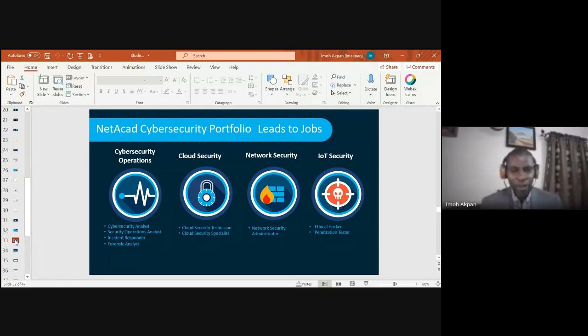So for the cyber, on the cybersecurity operations, the key job roles are cybersecurity analyst, cybersecurity operation analyst, incident responder, forensic analyst. Those are the roles when they take what is called CyberOps, which focuses on cybersecurity operations. Then when it comes to cloud security, you have roles like cloud security technicians and specialists. Network security is more of the network security administrator. And IoT security is for hackers, ethical hackers, and testers. So those are in terms of the portfolio that we've put in place for cybersecurity.